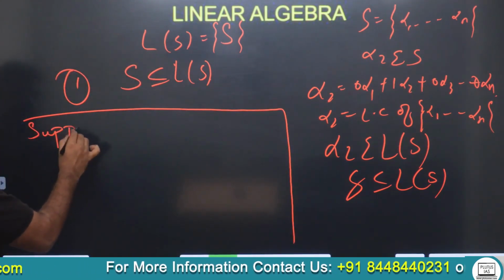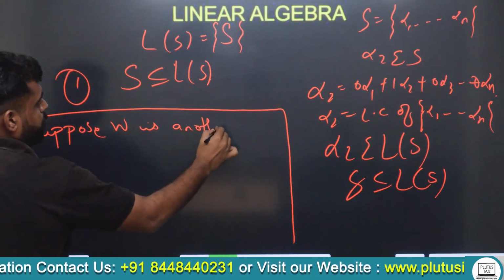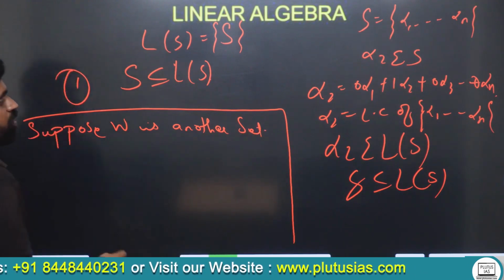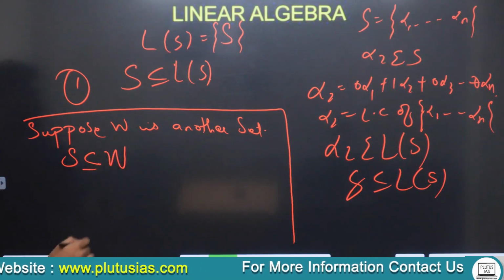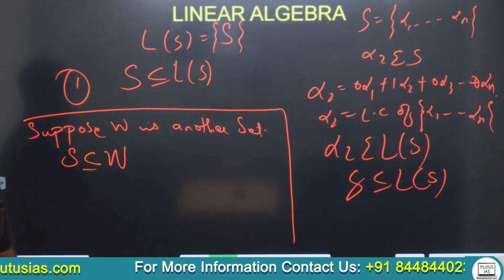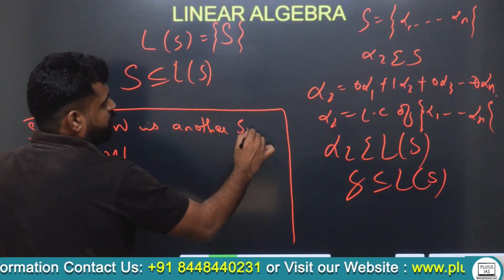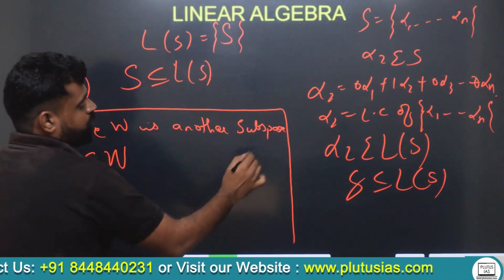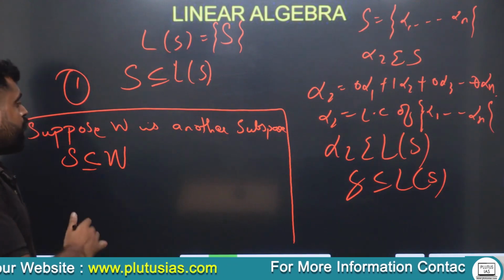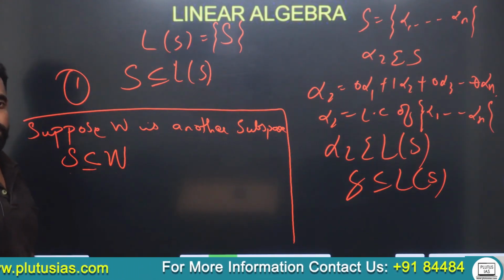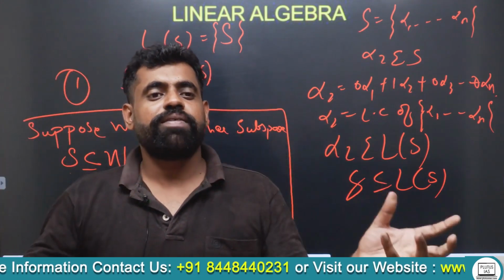Suppose W is another set, okay, and S belongs to W. It is not another set, it is another subspace. I would say subspace, not subset, generated by subspace. Okay, so if S belongs to W, since W is a subspace, the scalar multiplication and vector addition would be closed.